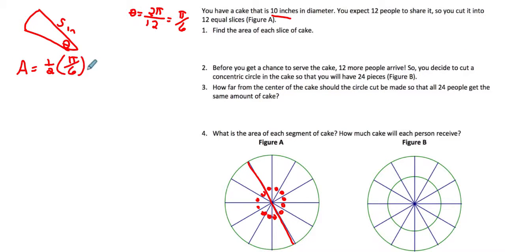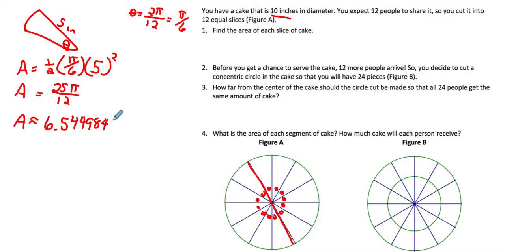So area is 1/2 theta times radius squared. Just punching this into my calculator and simplifying down. I'm first going to write all the decimals because I might use this calculation later on, and then I'll simplify the final answer. So that means the area of one sector of pie is approximately 6.54 square inches.